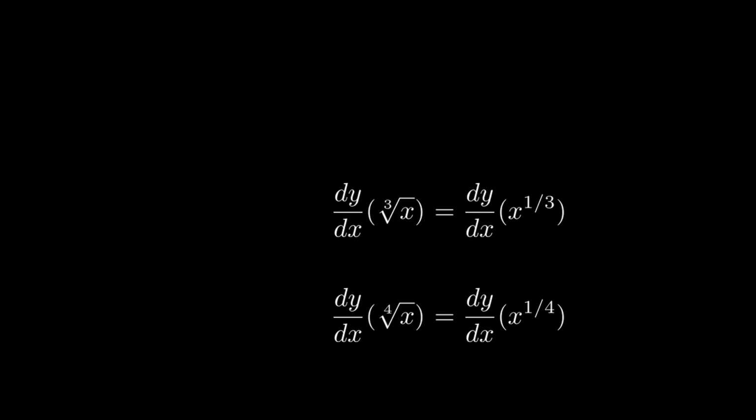Now let's look at the derivative of the seventh root of x to the power of 4. As you can see, the 4 is going to be the numerator of the exponent of x, and the 7 is going to be the denominator of the exponent of x. So we can transform it into x to the power of 4 divided by 7.